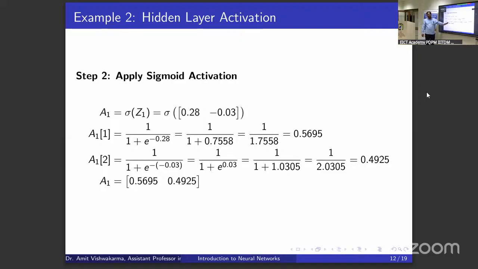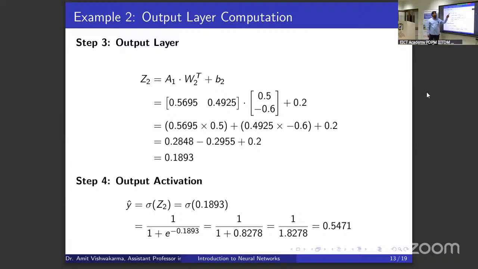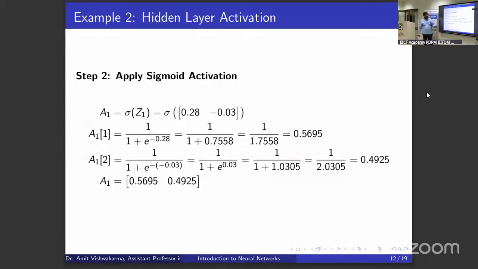Okay, so A1 is this, right? Now we come to the next slide. So output Z2, which one? What will be? Matrix for A1, that is only possible if Z1 is in matrix form. If Z1 is in matrix form, you will get A1. Okay, clear?